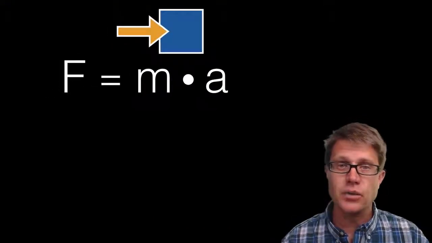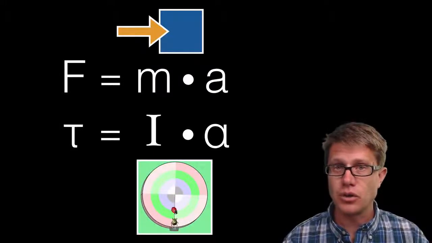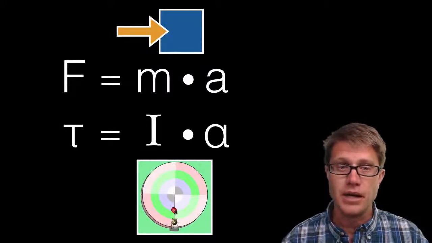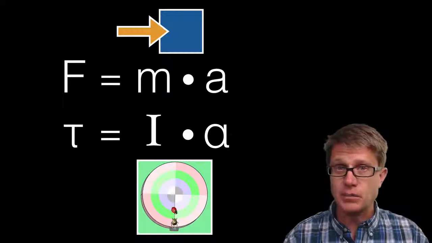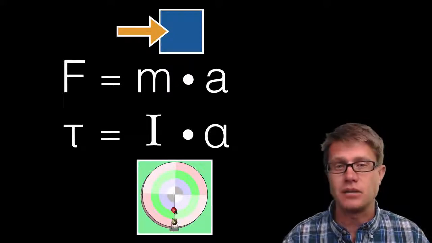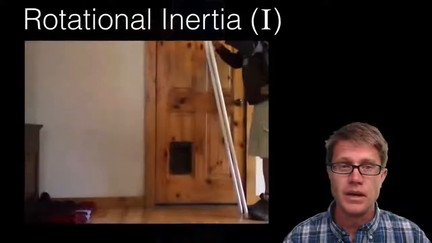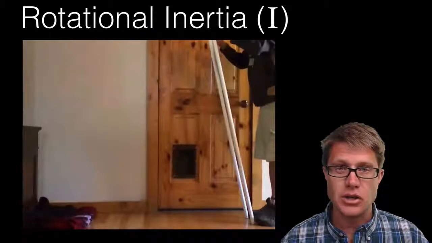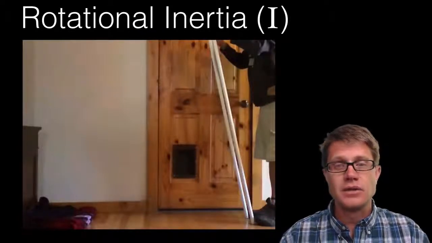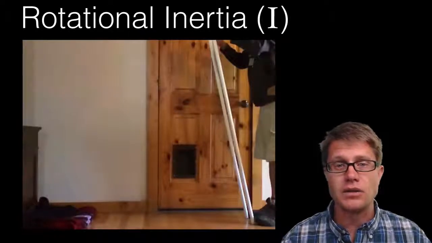And so just like force is equal to mass times acceleration, in rotational motion, our torque, or that force that we're applying, is equal to not mass, but rotational inertia times its angular acceleration. And so what is rotational inertia? Again, it's the resistance to motion of an object in rotation.